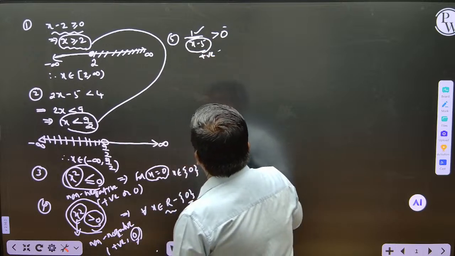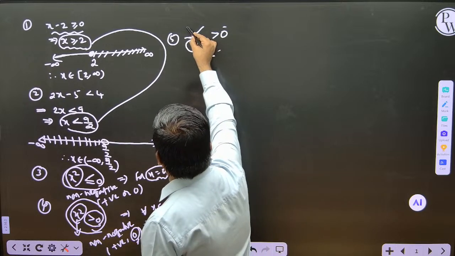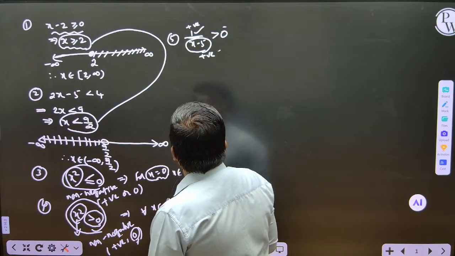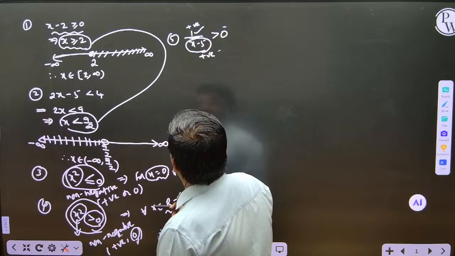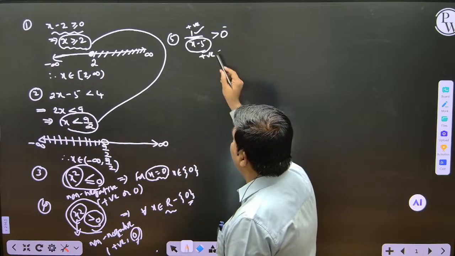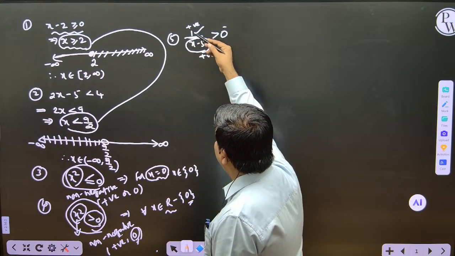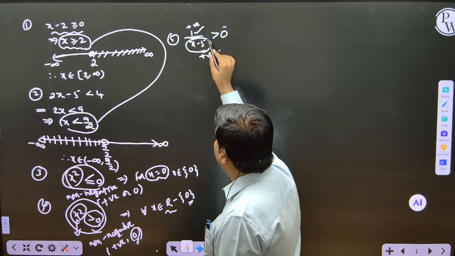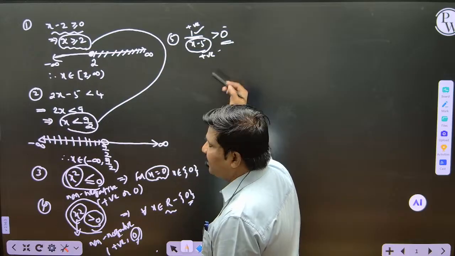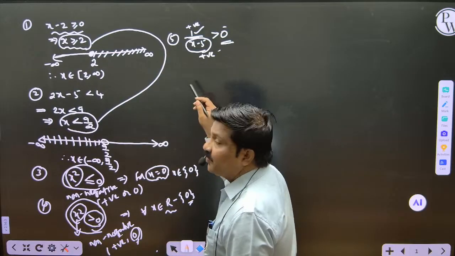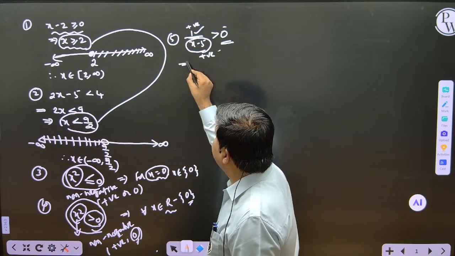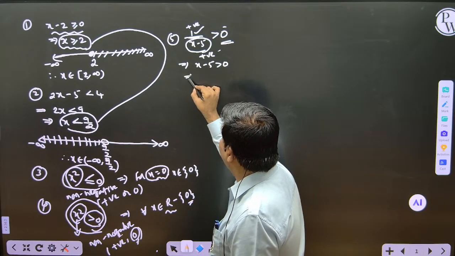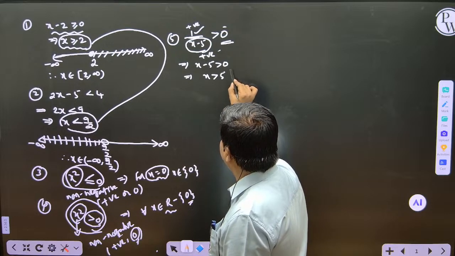Why? The numerator, what is there here? 1. It is always positive, or not? 1 is positive. But this quotient is positive when x minus 5 is positive, because the whole result should be positive. When the numerator is positive and the denominator also is positive, then positive by positive, what happens? Positive. That's why you must take x minus 5 positive. That implies x greater than 5.